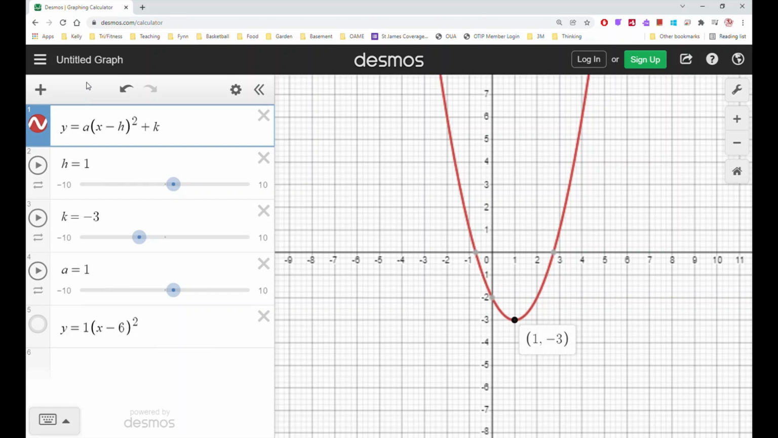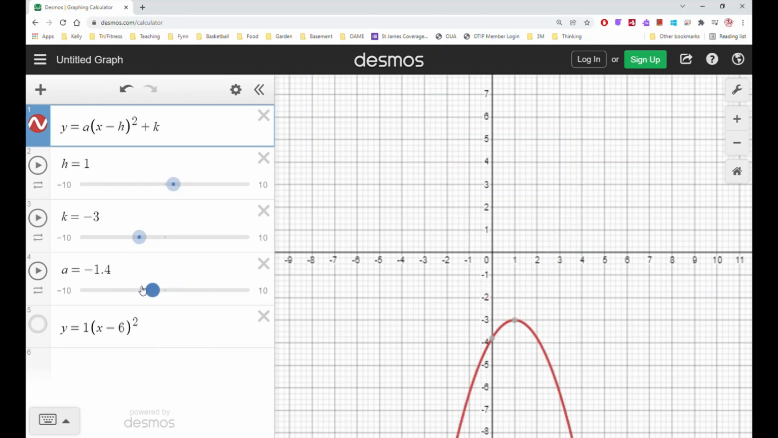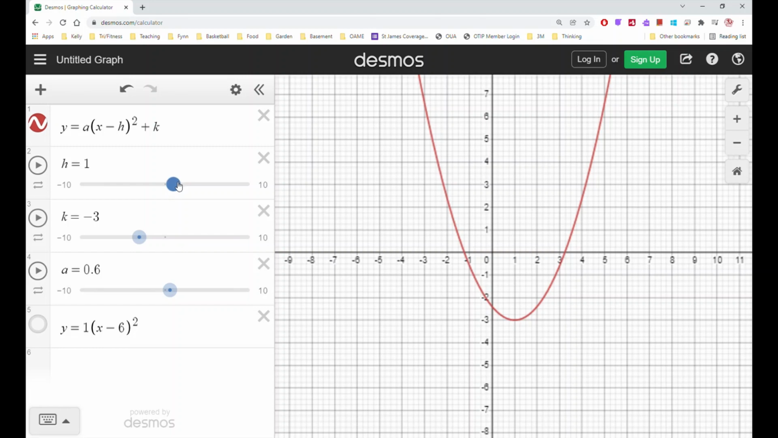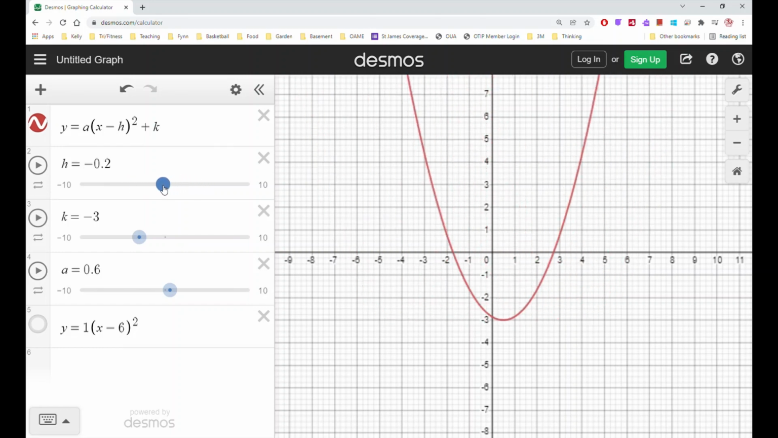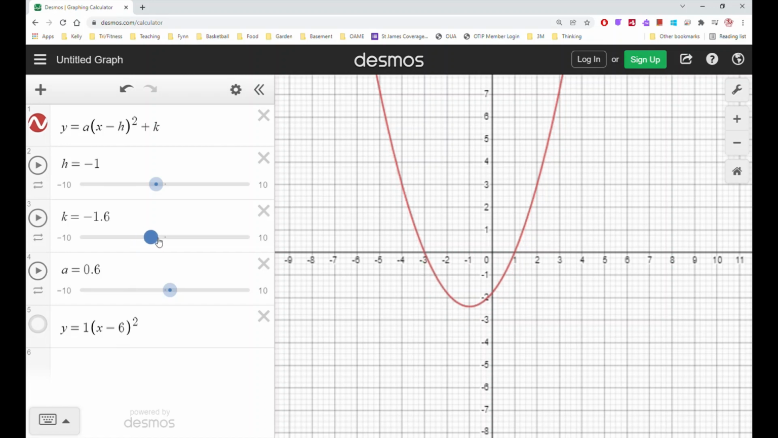So the note you should be making right now is the a value either tells if it opens up or opens down. Then also it affects the step pattern. Either it's going to get skinny or wide. Okay. The h moves it left and right, but it's opposite, while the k moves it up and down.